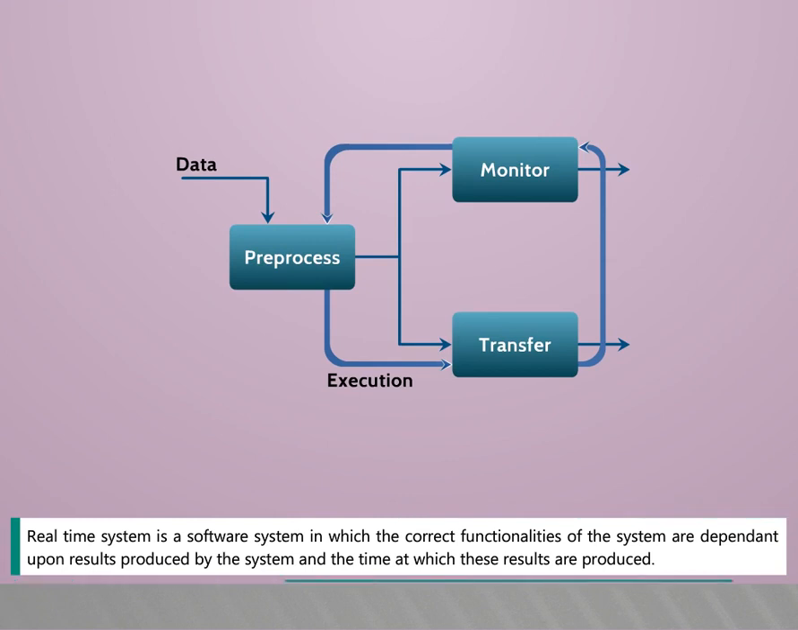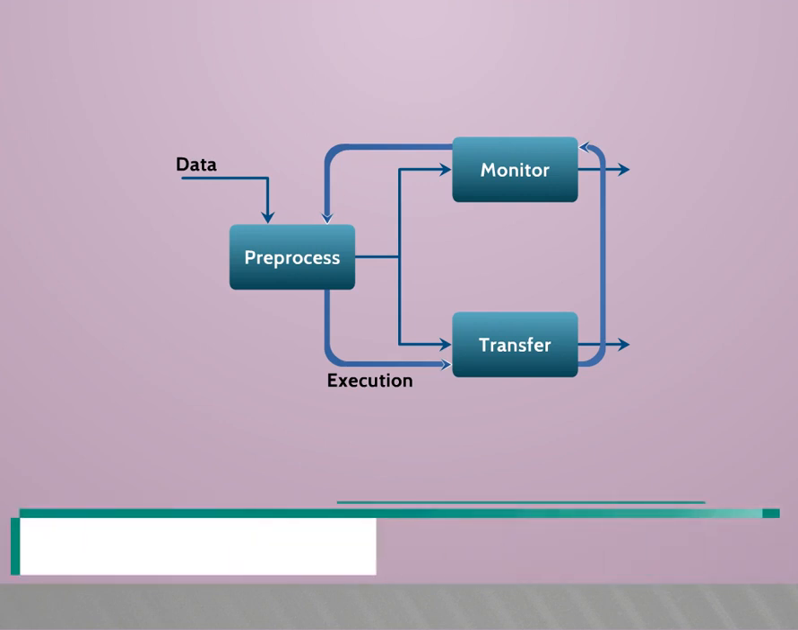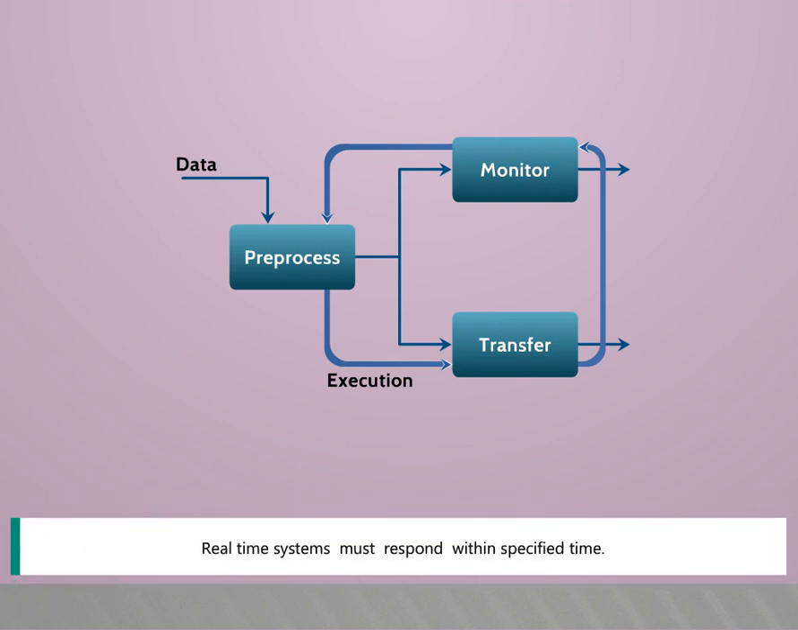Real-time system is a software system in which the correct functionalities of the system are dependent upon results produced by the system and the time at which these results are produced. Real-time systems must respond within specified time.